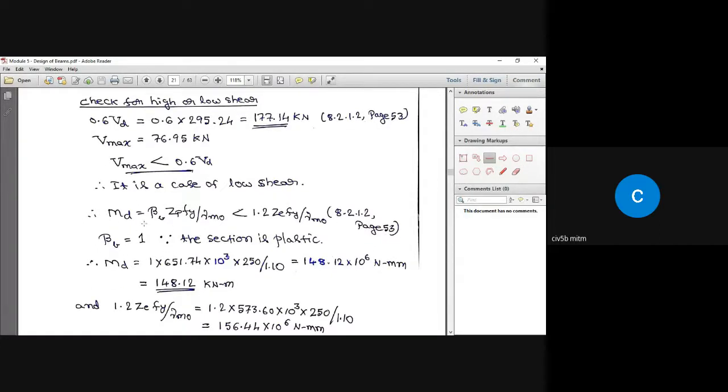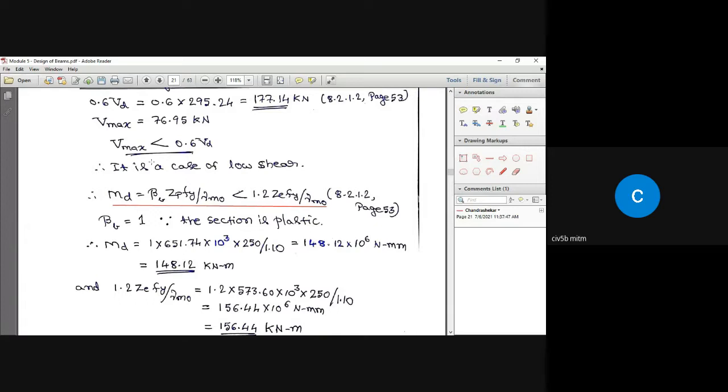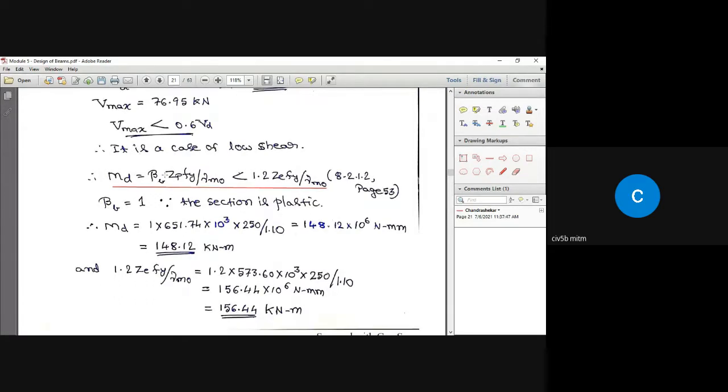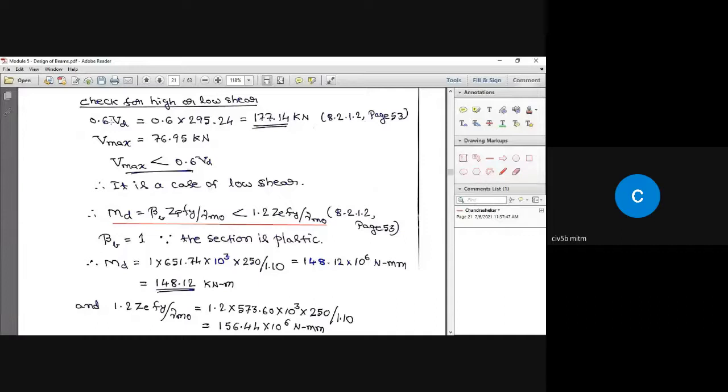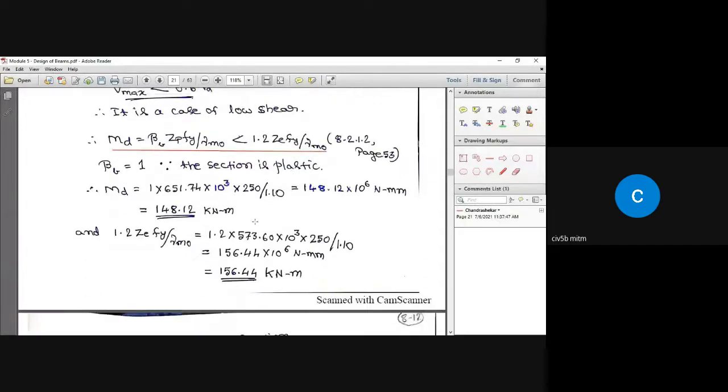Only in case of low shear can we make use of this formula. If it is high shear, we have to use a different set of formulas. When we calculated MD, our case turned out to be low shear, so the moment capacity of the section was 148.12. Of course, that should be less than this 156.44. So the moment carrying capacity of this section is 148.12.